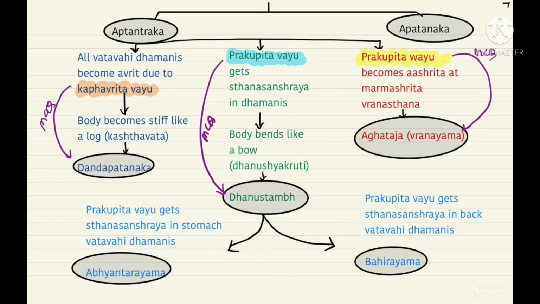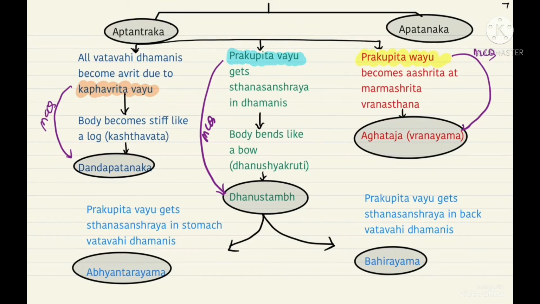In Abhyantarayam, Prakupit Vayu gets Sthan Sanshray in the stomach Vatvahi Dhamnis, that is the inner part of the torso. There the Prakupit Vayu gets Sthan Sanshray, and the body bends forward. And then we call it Abhyantarayam. And in Bahirayam, Prakupit Vayu gets Sthan Sanshray in the back Vatvahi Dhamnis, in the back side. So the body bends backwards, and that is why we call it Bahirayam.